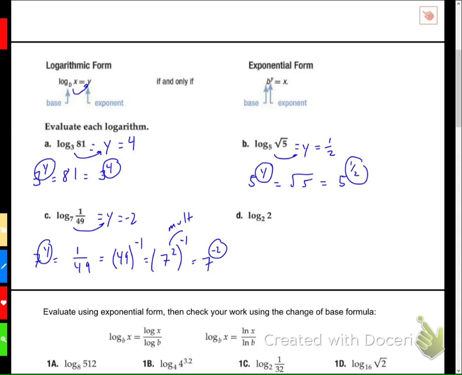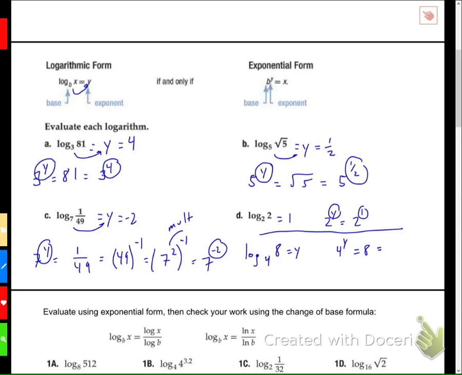Now this one here, log base 2 of 2, is essentially saying 2 to the y equals 2 to what power? Well, 2 is to the 1st power here, so y equals 1. Any log of its own base is equal to 1. That one wasn't terribly exciting, so let me make it a little different. Let me say I want log base 4 of 8. That means that 4 to the y is equal to 8.